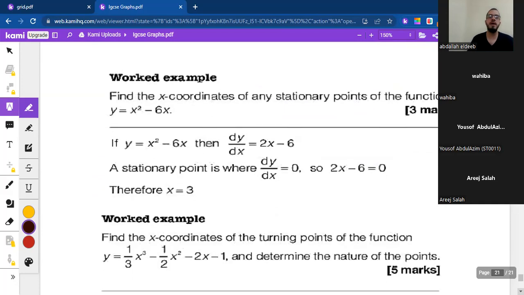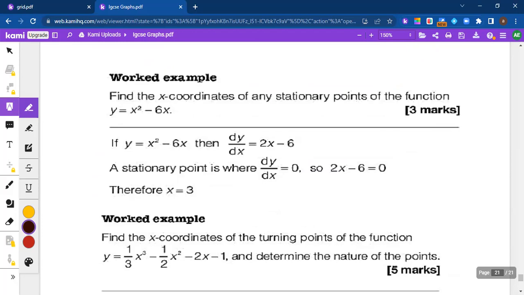Here, the example. Read, Arish. Worked example: find the x coordinates of any stationary points of the function y equals x squared minus 6x. Okay, stationary points here. Arish, this x bar what? Power 2. Very good.